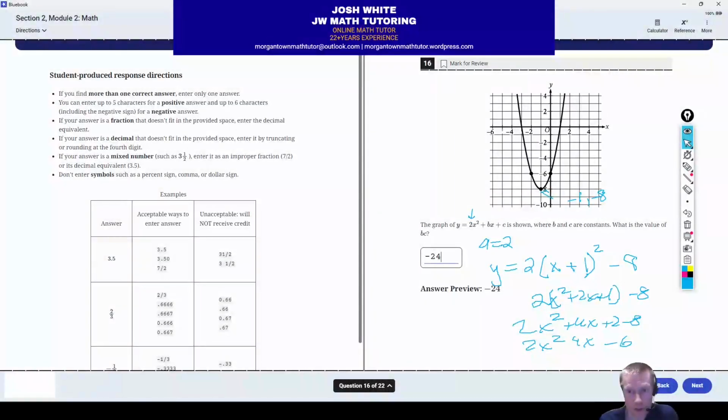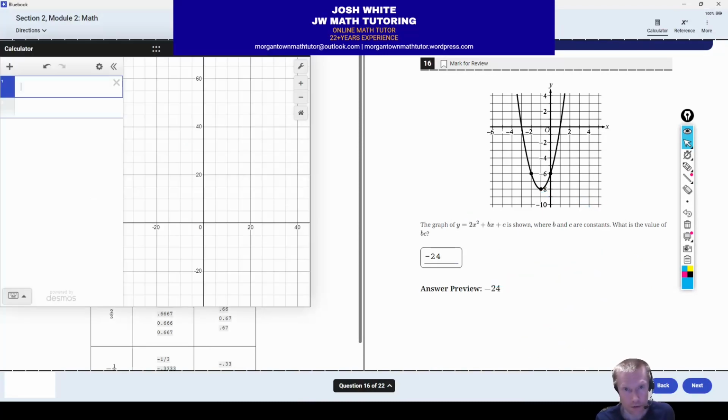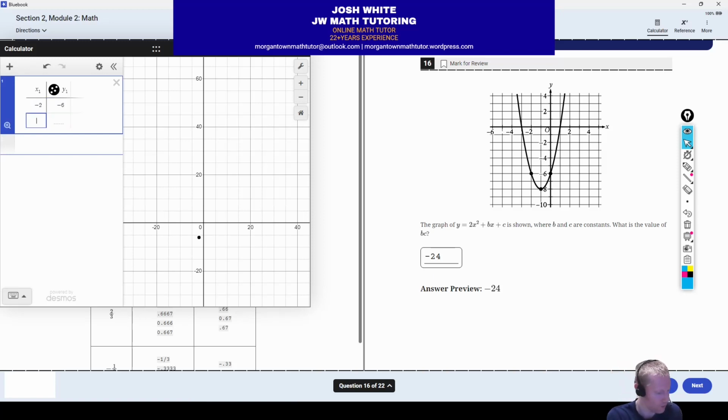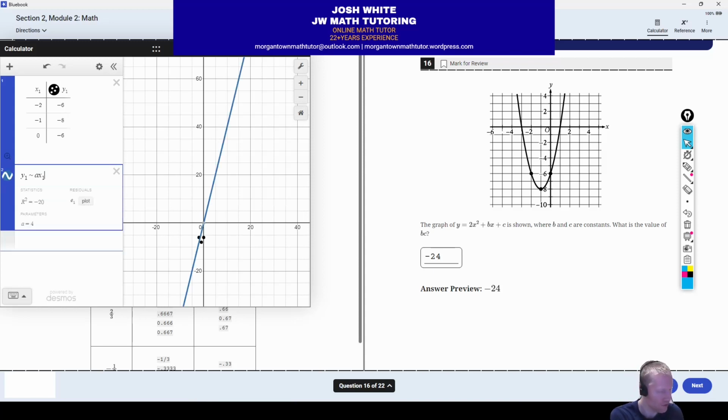Here's an alternate way you could do this in Desmos, which will be much, much easier. So just going to do a quadratic regression. I'm going to enter in the 3 points that were given here on the graph. So we've got -2, -6. We already saw -1, -8. And we've also got 0, -6. Now, quadratic regression, and I'm going to do it in standard form.